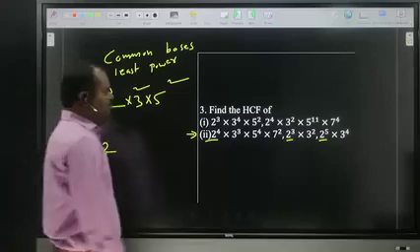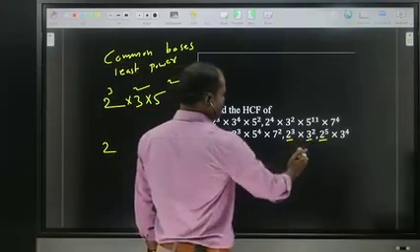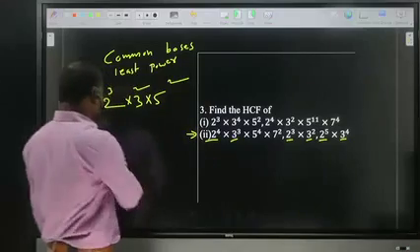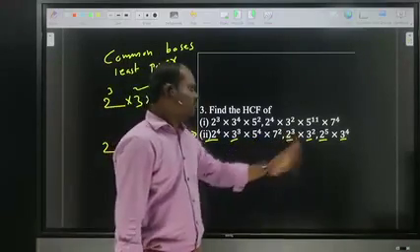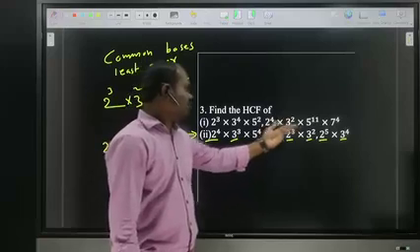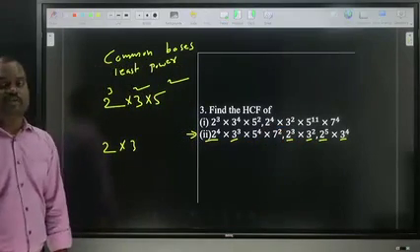Next, ma? 3 here, there, here also, there. 3 is the common base. Still, ma? 5 here, there, but here not there. We can't consider. 7 here, there, but not there. We can't consider. Okay, na? Only the 2 and 3. For that, we should write the least power.